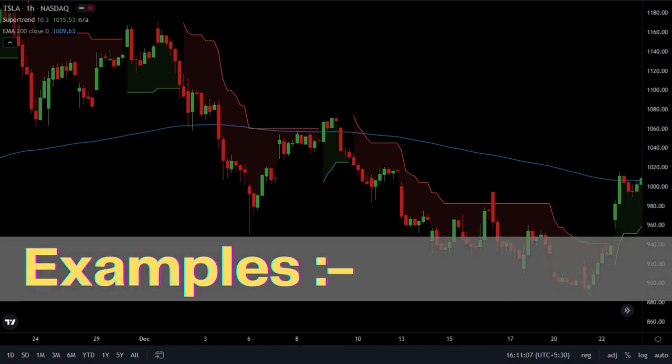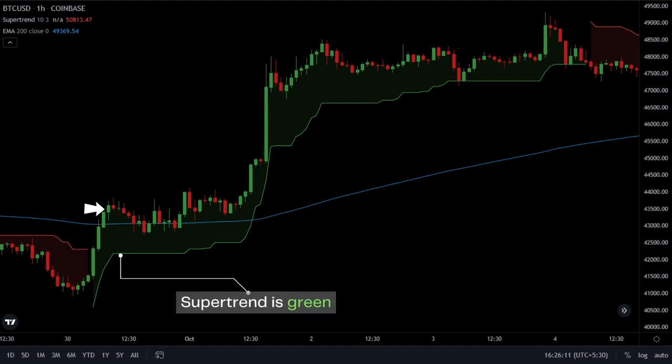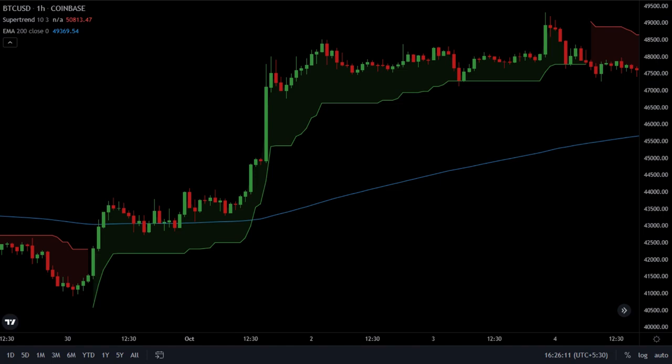Let's see some examples. In this chart, here you can see that the Supertrend indicates a buy signal, but the price is still below the 200 EMA line, so we don't want to take a position right now. You should enter a buy position when the price crosses the 200 EMA line, while the Supertrend remains green. When the Supertrend turns red, you close your position.